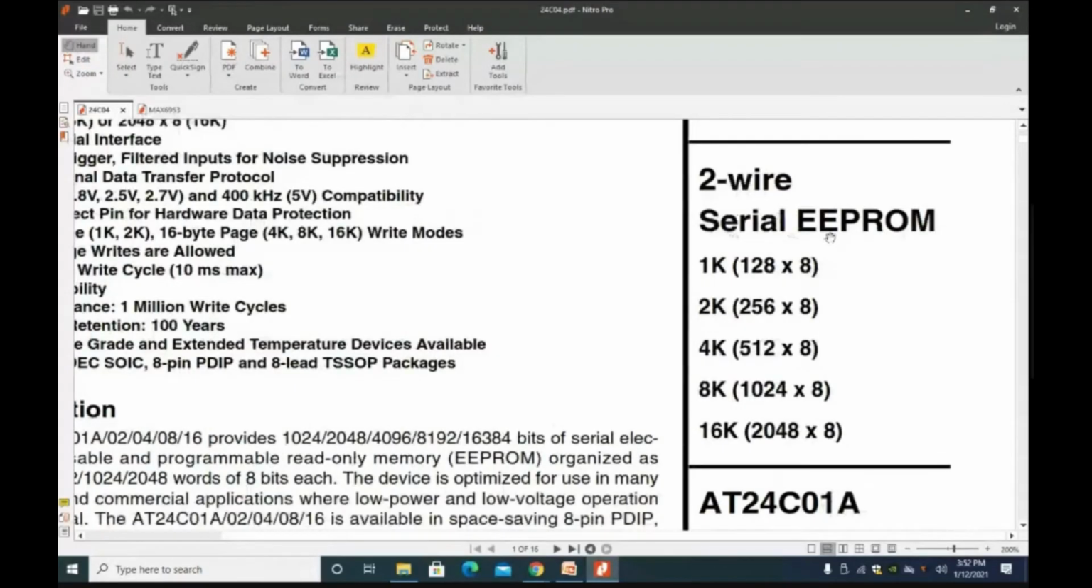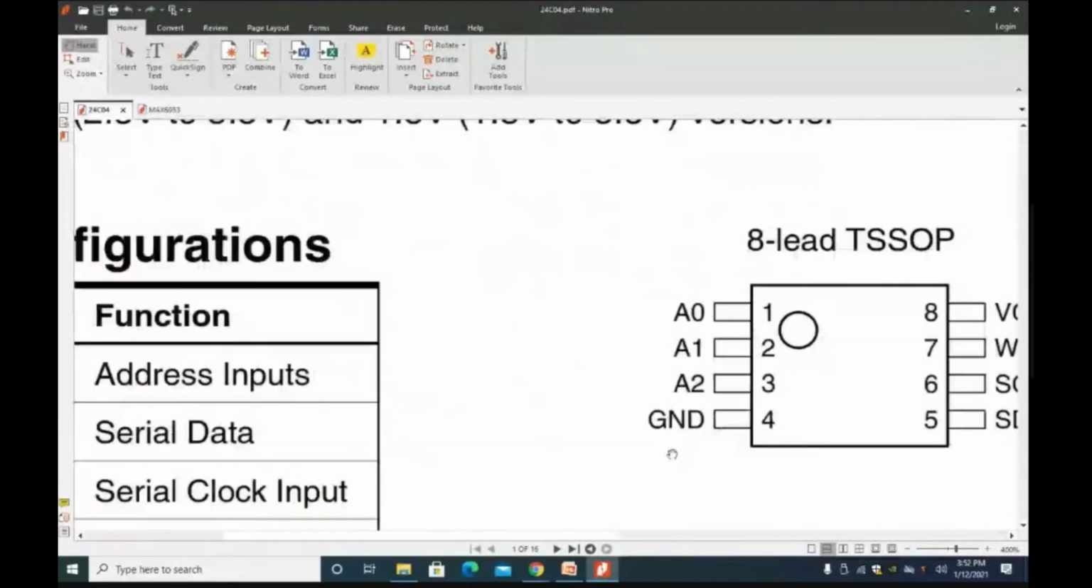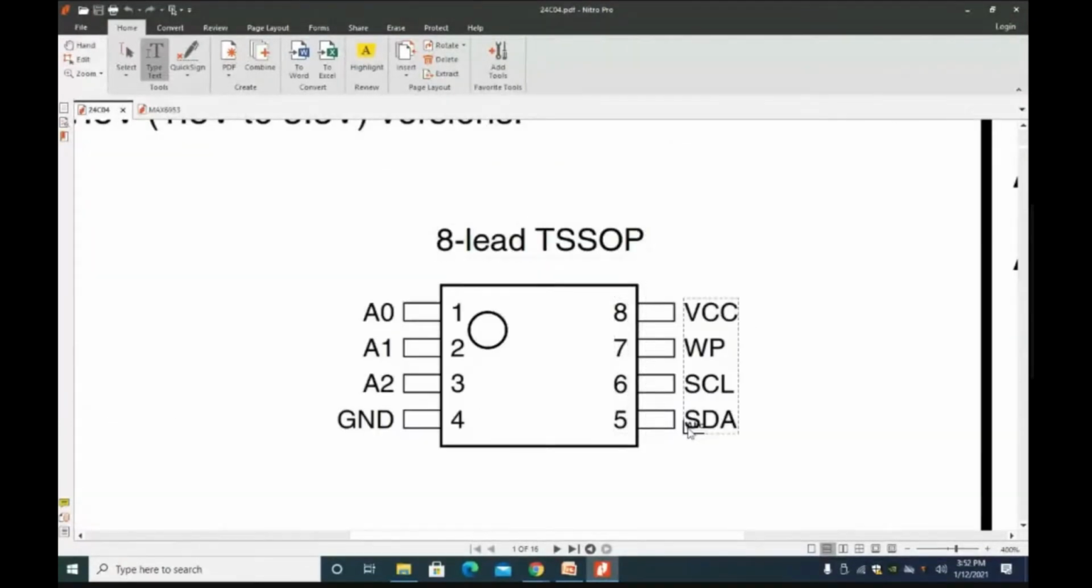2-wire serial EEPROM. Whenever there is a 2-wire, very easily you can identify this is the I2C protocol. How to identify this is the I2C protocol? We can very well identify by looking at the pin diagram. If you look at the pin diagram here, the fifth pin is serial data, and you can see the sixth pin, which is serial clock.